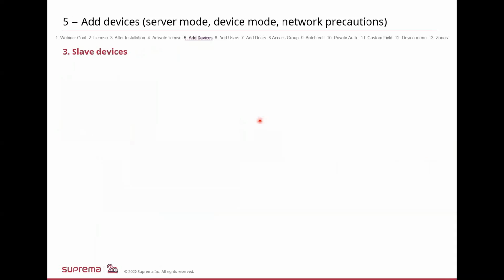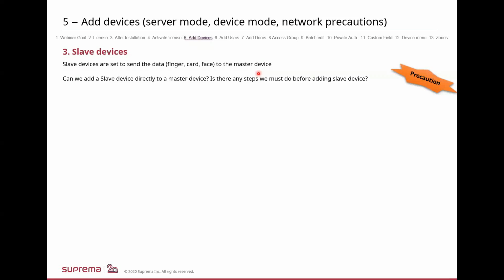Let's now talk about slave devices. So slave devices are set to send the data only, either finger, card, or face, to the master device, which means slave devices, you can name them as dummy devices. So the purpose of it is to get your biometric or your card details and just send it to the master device. This is what slave device means in Suprema language.